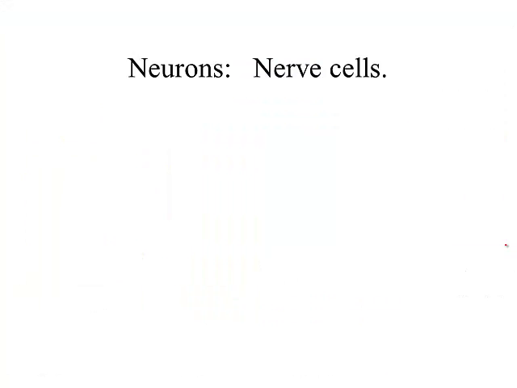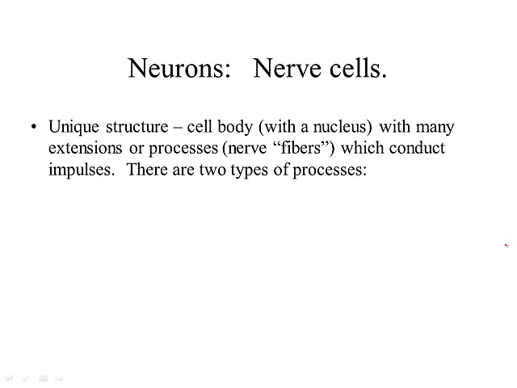So neurons are also called nerve cells. And they have a very unique structure to them, as I was just saying. They have a cell body. Inside that cell body is the nucleus, so that's where the DNA is, and that's where everything is controlled. And then you have lots of extensions or processes coming off of them. These are called nerve fibers, and they are going to be what will do the conducting of the impulses. And the impulses is how information is sent around the nervous system.